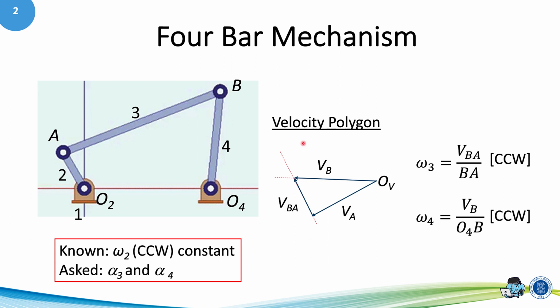As you can see in the slide, this is the velocity analysis that we already did last week. The question now is, what is the angular acceleration of link number 3 and the angular acceleration of link number 4 if we know the angular velocity of link number 2 and the direction is counterclockwise? There's also information that link number 2 is rotating at constant velocity.